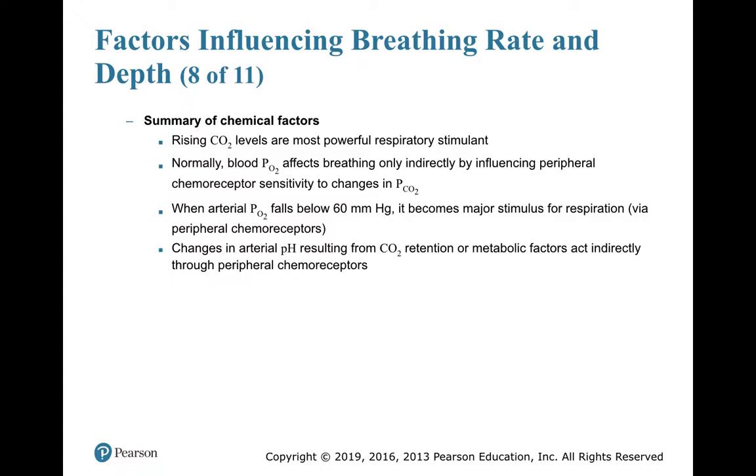So, rising CO2 levels are the most powerful respiratory stimulant. Normally, oxygen levels affect breathing only indirectly by influencing peripheral chemoreceptor sensitivity to changes in CO2. When the arterial partial pressure of oxygen falls below 60 millimeters of mercury, it becomes a major stimulus for respiration through peripheral chemoreceptors, and changes in arterial pH that result from CO2 retention or other metabolic factors will indirectly work through, or be detected by, peripheral chemoreceptors.